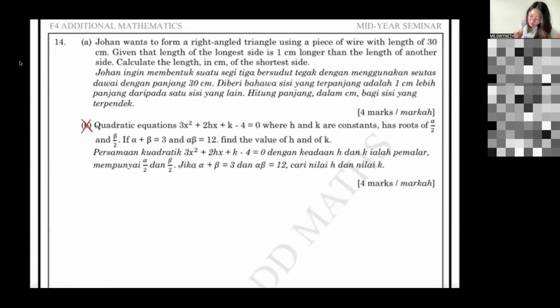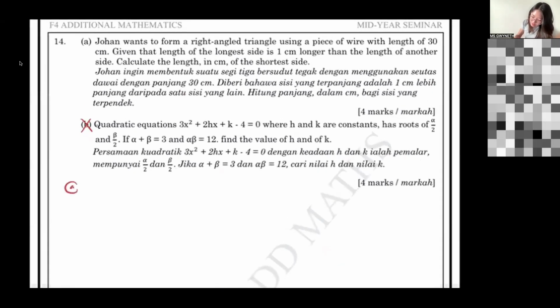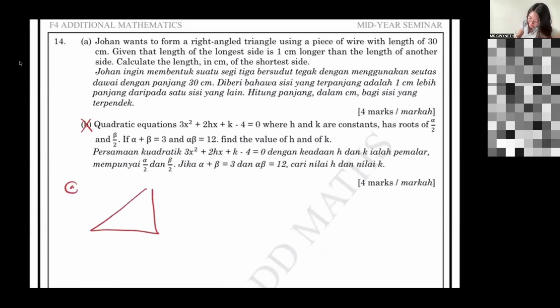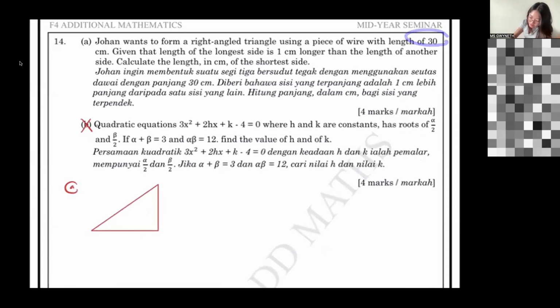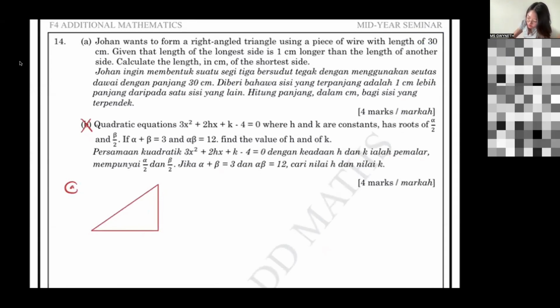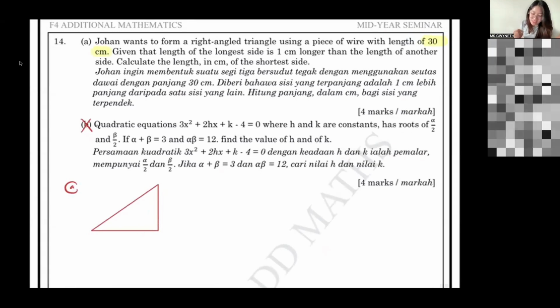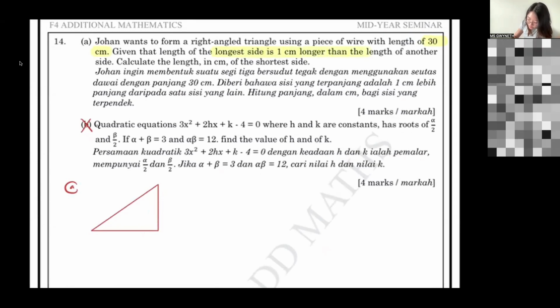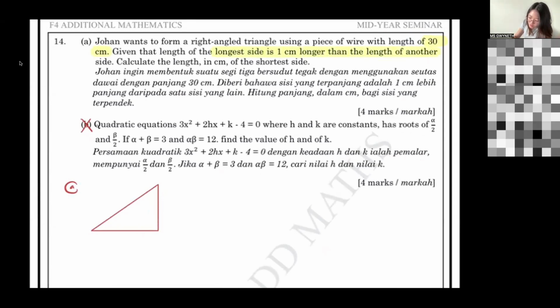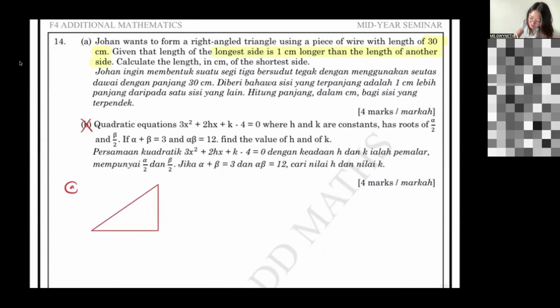Okay, everybody, read the question. Question A. Johan wants to form a right angle triangle using a piece of wire with length 30 cm. This is the perimeter of the triangle. This is a KBAT question now, guys. Given that the length of the longer side, now everybody, longer side is which one? Longer side is 1 cm longer than the length of another side.